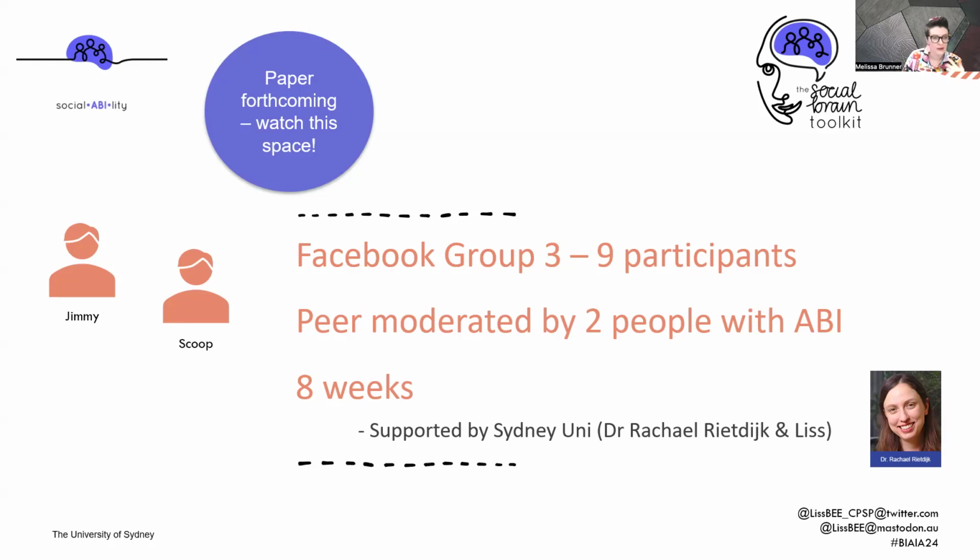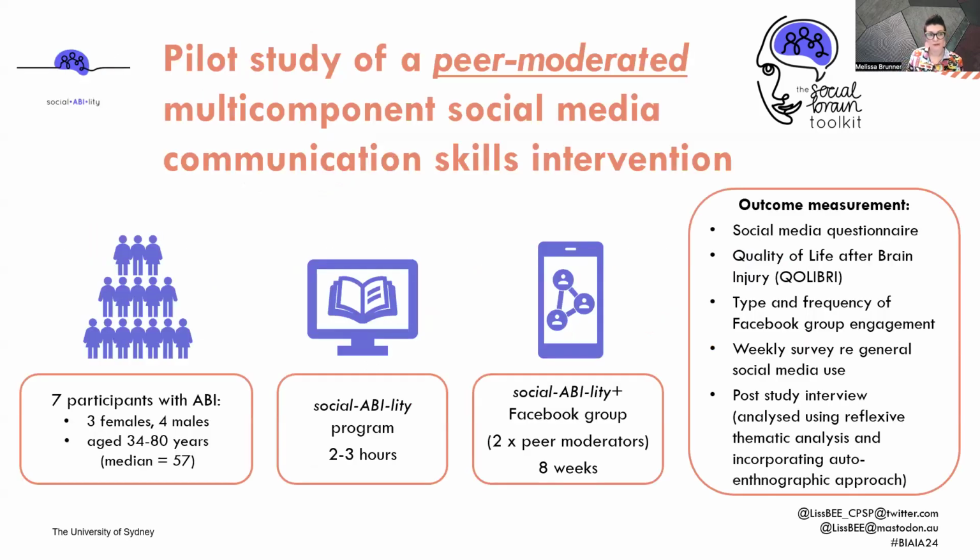We've just submitted the paper writing up the results of this, but we ran this group over 8 weeks instead of 12 weeks, just to make it a little bit more feasible for our peer moderators, based on their lives and what they felt they could contribute. And we had 7 people join us in this group. Similarly, they did the social ability program and joined the Facebook group. But this time we had the 2 peer moderators. Myself and Rachel were still there in the background supporting that Facebook group, but we totally took a step back and got Jimmy and Scoop, our peer moderators, to lead the discussions and everything.